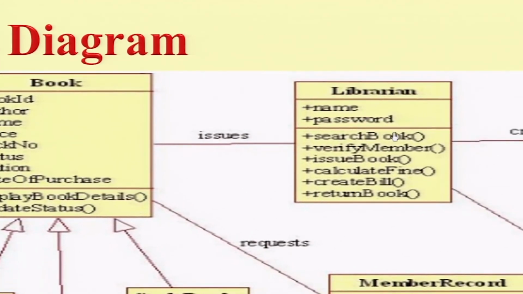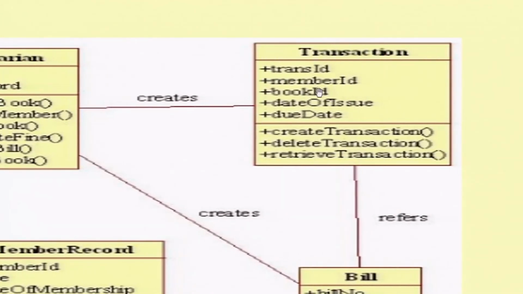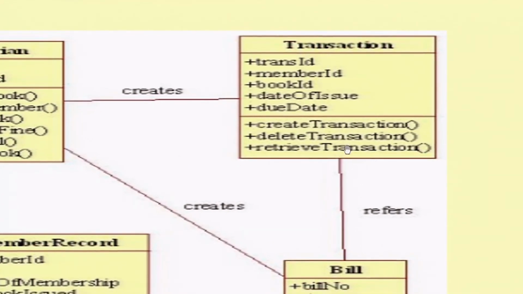The other class is Librarian, wherein the attributes are name and password. The functions used are search book, verify member, issue book, calculate fine, create bill, and return book. Then the Transaction class has the attributes transaction ID, member ID, book ID, date of issue, due date, and the functions are create transaction, delete transaction, and retrieve transaction.